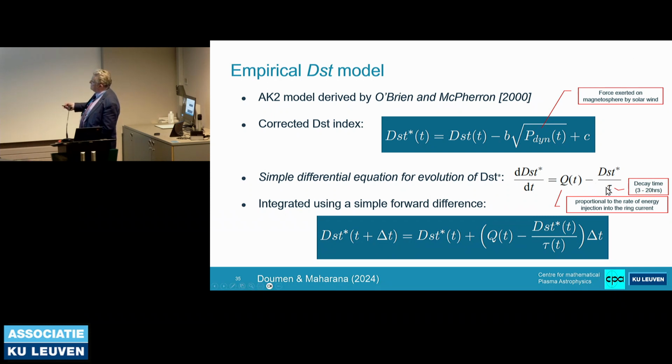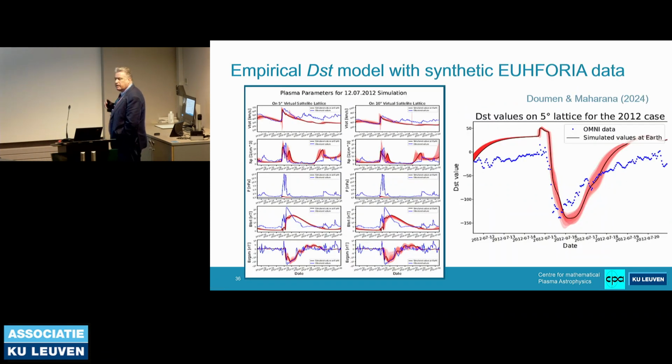And then there's also this tau parameter, which is a decay time varying between 3 and 20 hours. You can do a very simple forward difference to solve this differential equation, and it goes very fast. It's an ordinary differential equation that just takes half a minute or so. And then you can have a prediction of the Dst index. And this works fairly well, of course, depending on how good you can provide synthetic data.